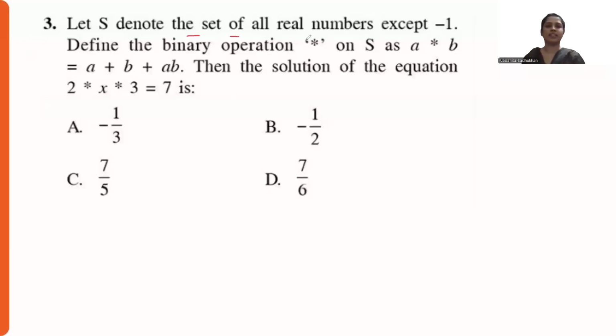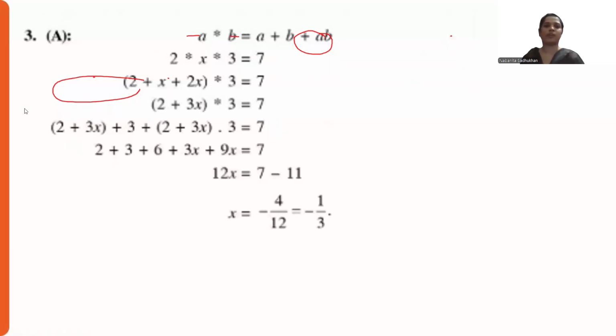Okay, they have given us the set of all real numbers except minus 1. So we are considering the set of all real numbers except minus 1, and we are defining the binary operation star to be A star B is equal to A plus B plus AB. Now we want to find the solution of this equation, right? So this is also a pretty calculative problem.